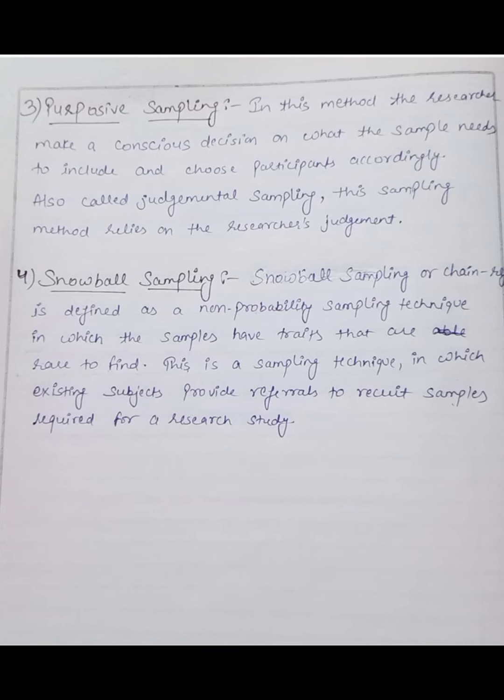And the last type of non-probability sampling method is snowball sampling. Snowball sampling is also called chain referral sampling. In this sampling method, the sample has traits that are rare to find, or in an easy way we can say that under this process initial information is obtained from some persons. After this, those people give the names of some other people to share the information. This process continues till the desired sample is obtained. This type of sampling is basically used to study informal social problems.